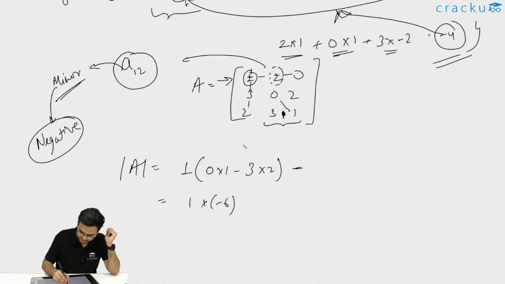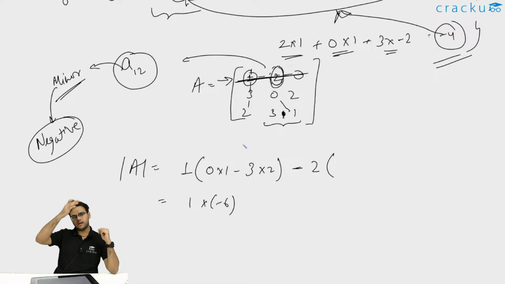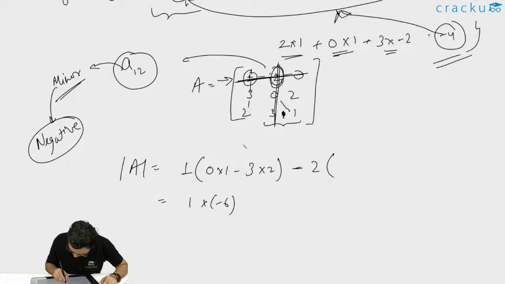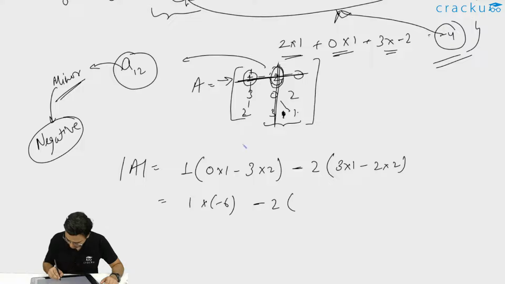Now I'll take the second element of the row I have taken. So this is 2 into, now I have to remove the ith row and jth column. I am choosing the A12 element, so I remove the first row and second column. Now we are left with 3, 2, 2 and 1. That is 3 into 1 minus 2 into 2, which is 3 minus 4, so minus 1.